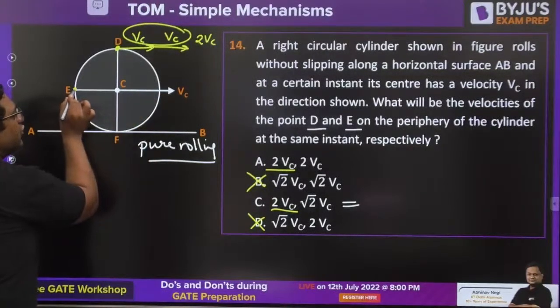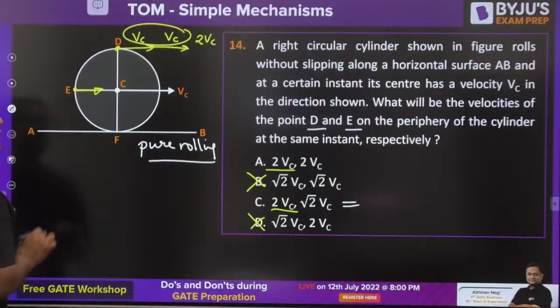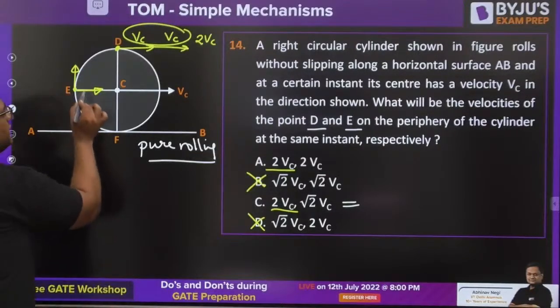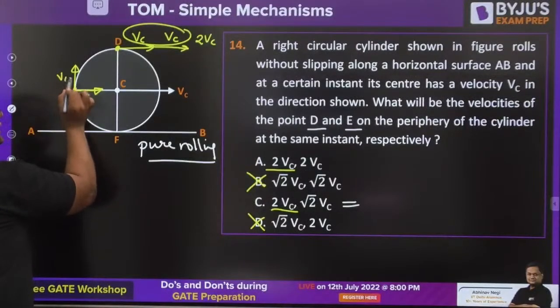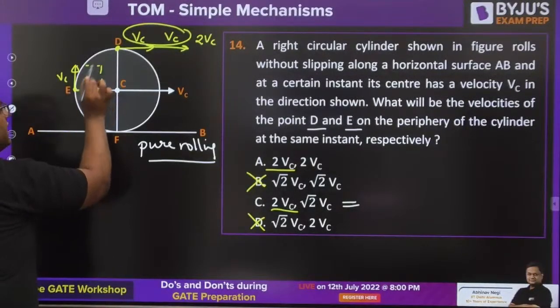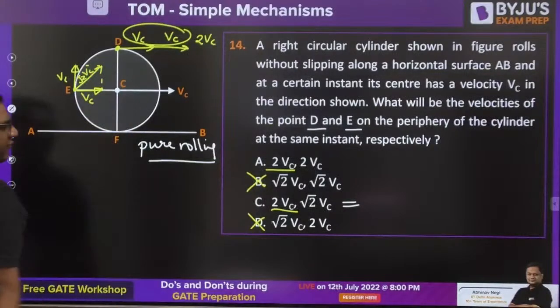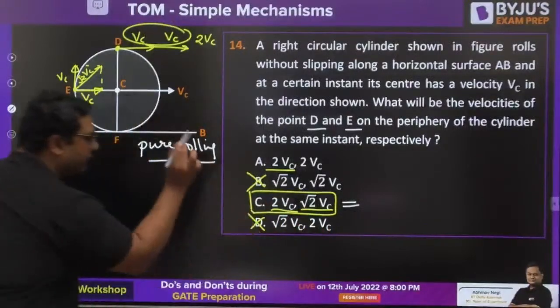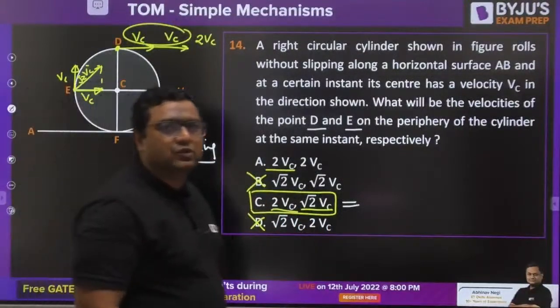This translation velocity is the same for every point. Rotation velocity is always perpendicular to the radius. So this is VC here, VC here. If you go for the resultant, it will be root 2 VC. So the velocity of E is root 2 VC. So C is the correct answer. C is the correct answer.